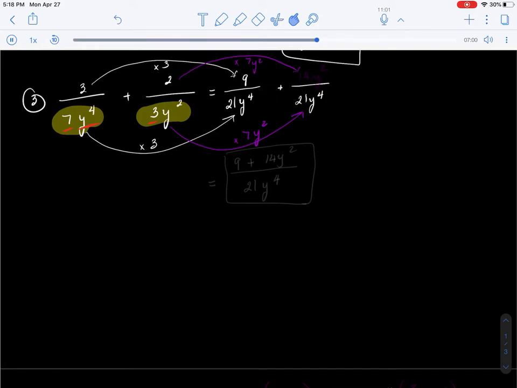Let me multiply it. That's going to give me 14y squared. Let me simplify it further. That should give me 9 plus 14y squared over 21y to the 4th power. They have nothing else in common, and I cannot simplify it further. That should be your final answer.